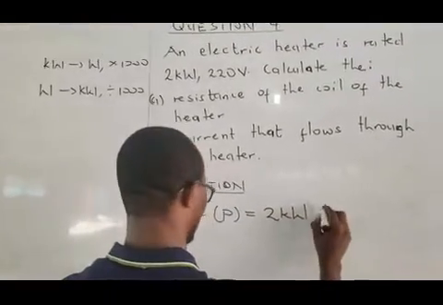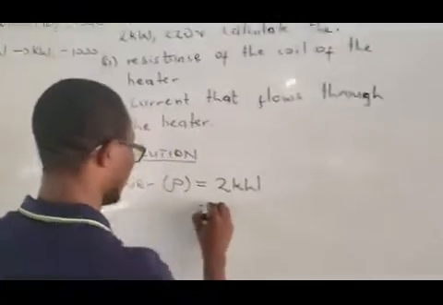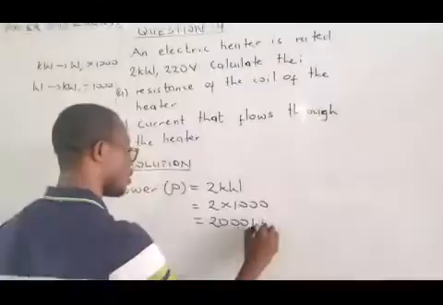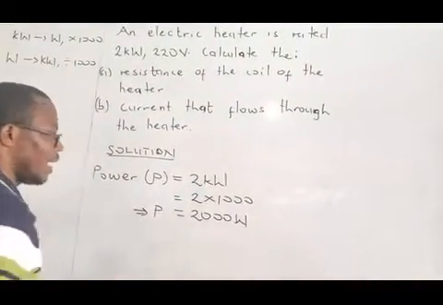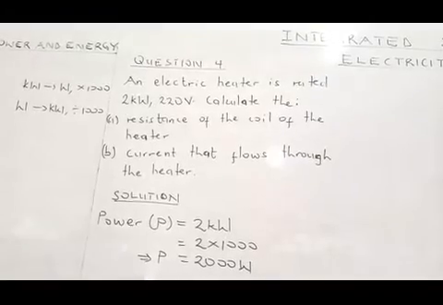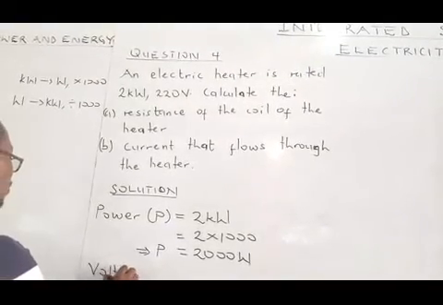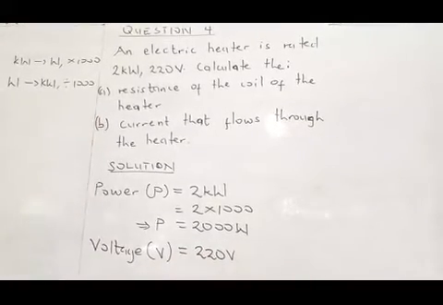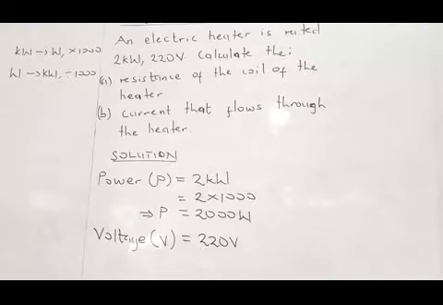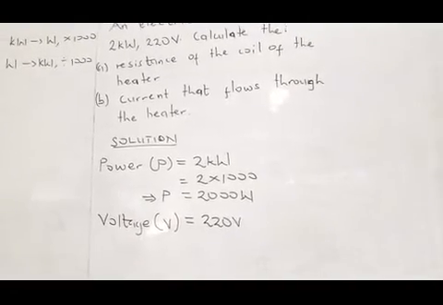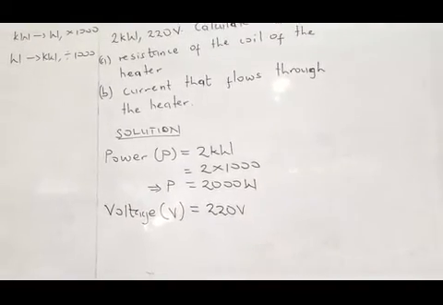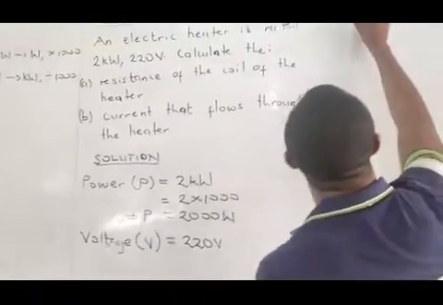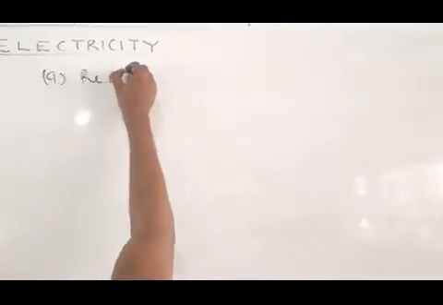So this is equal to 2 times 1,000, which gives you 2,000 watts. So that is the power in watts. And then we also have the voltage V giving us 220 volts. Based on this information, you have to calculate for A, the resistance, and then the current. So question A, the resistance.